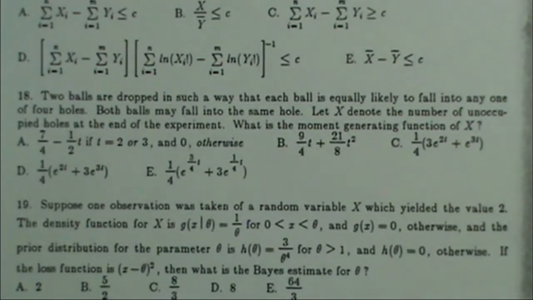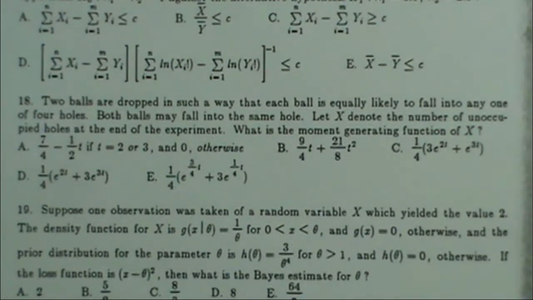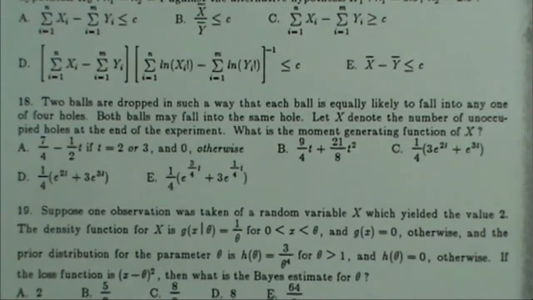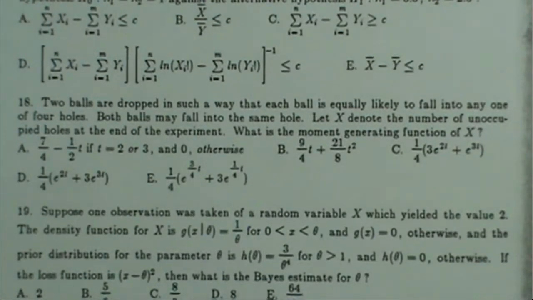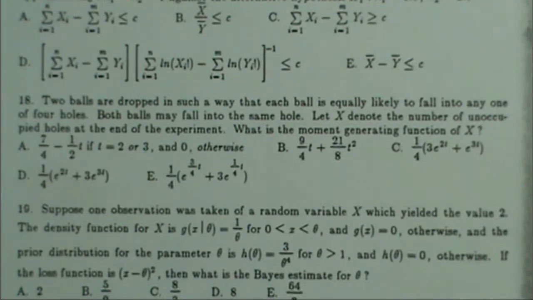Number 18. 2 balls are dropped in such a way that each ball is equally likely to fall into any one of 4 holes. Both balls may fall into the same hole. Let X denote the number of unoccupied holes at the end of the experiment. What is the moment generating function of X?